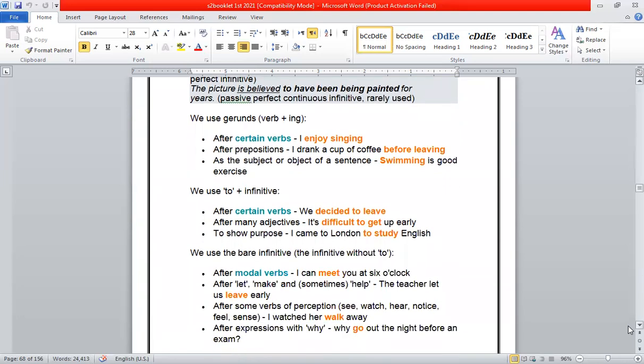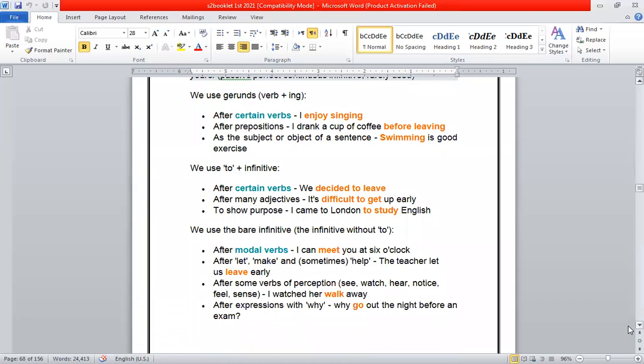It's completely wrong. After many adjectives, we use to plus infinitive, like it's difficult to get up early. Difficult is the adjective, and we can never say it's difficult getting up early. When we say difficult, we say to get, because the adjective difficult must be followed by to plus infinitive. To show purpose: I came to London to study English, the reason for something. So here I clarify or show the reason.